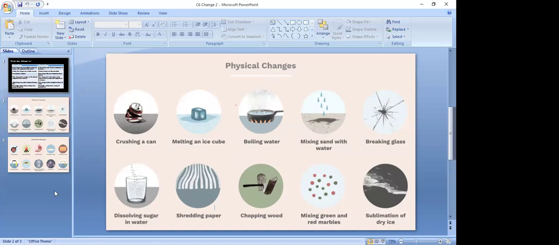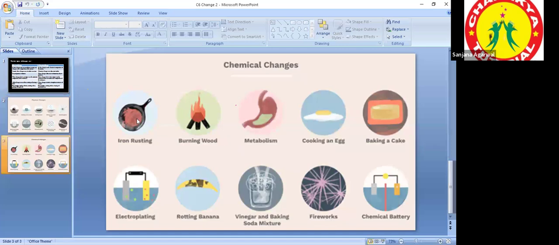Done. Okay. Chemical changes. Rusting of iron cannot be reversed back. Burning of wood. Once wood is burned out, we cannot get the wood back. Metabolism. Cooking of an egg. Baking a cake. Anything related to cooking. Electroplating, like you know how cars and vehicles are painted. It is not just a simple painting with a brush. It is electroplating. Means in a solution, we fix two rods. One is at positive higher level, one is at negative higher level. The solution gets split up on passing of electric current, and the elements divide according to the positive and negative ions. And this way we plate them.